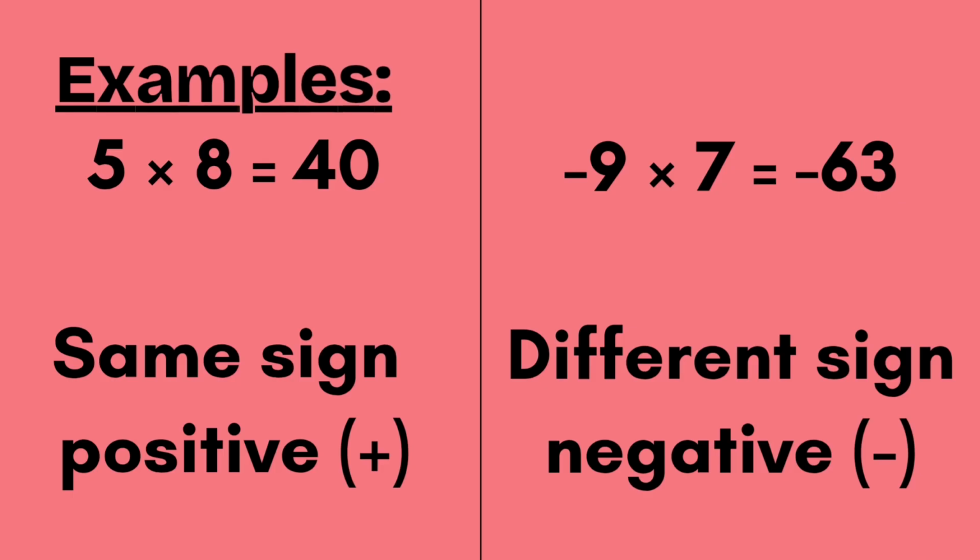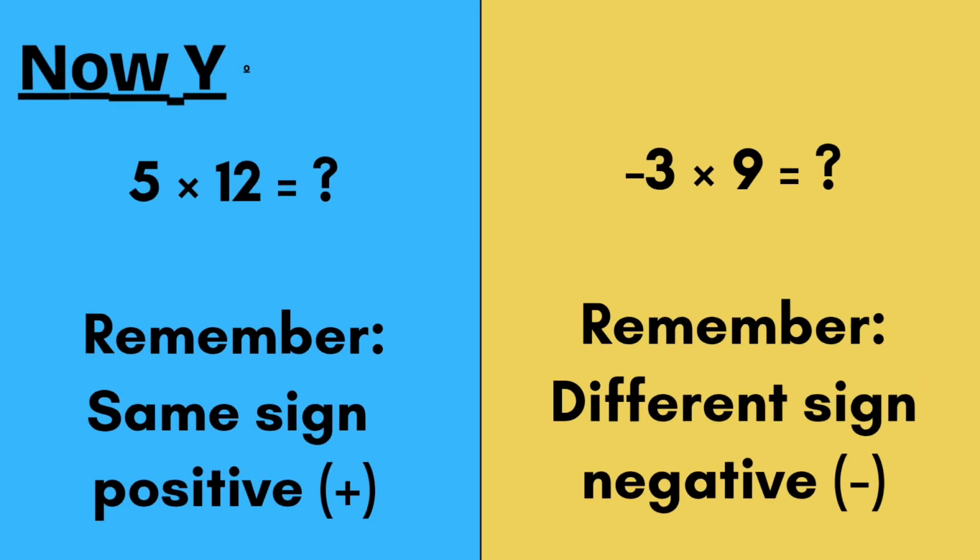Okay, here are two examples. The first one is just 5 times 8, which is 40. They have the same sign, so it's positive. The second one is negative 9 times 7, which is negative 63. Different signs, so they're negative. I tell my students, same sign positive, different sign negative. Now you try it. Pause the video so you don't see the final answers.